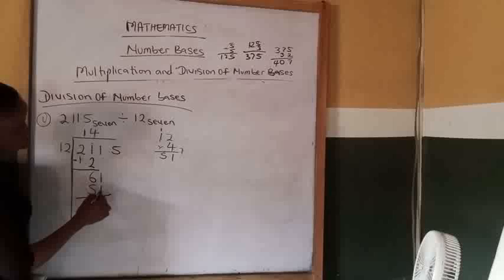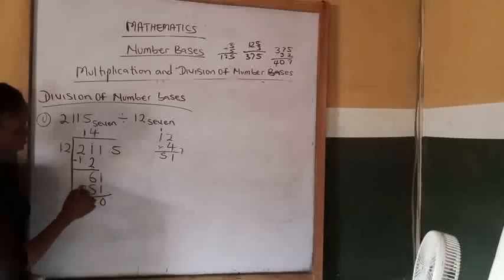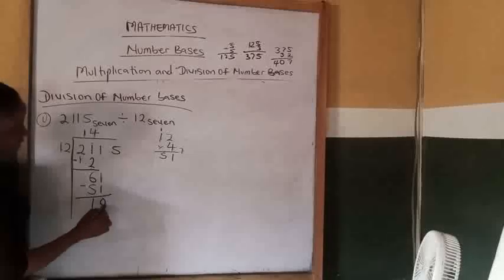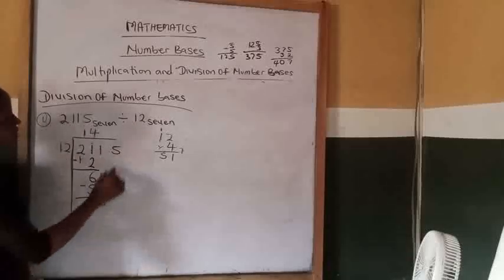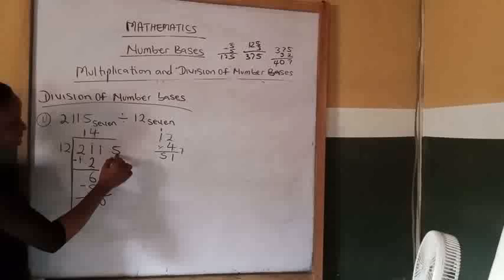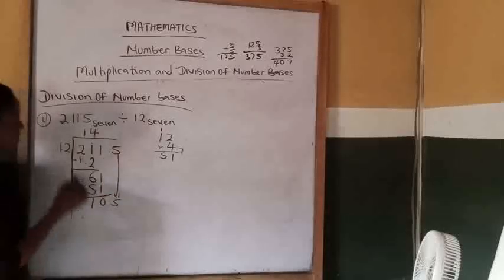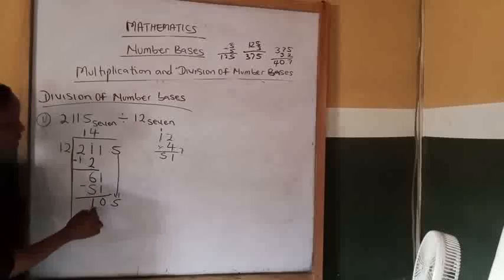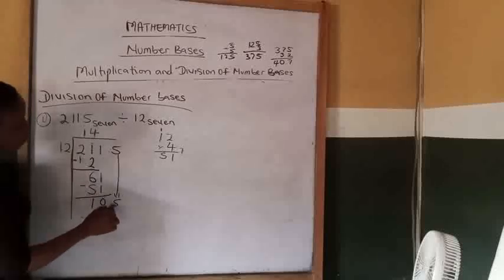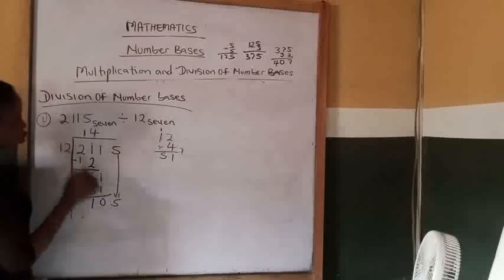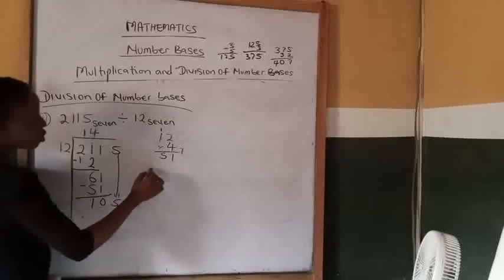So 1 minus 1 will give me 0. 6 minus 5 will give me 1. So that is 10. So 12 will not go in 10. I will bring the next digit down, that is 5. Then you now say, how many 12 can you get in 105? If 12 can go exactly in 105, fine. So let's check how many 12 can we get in 105.